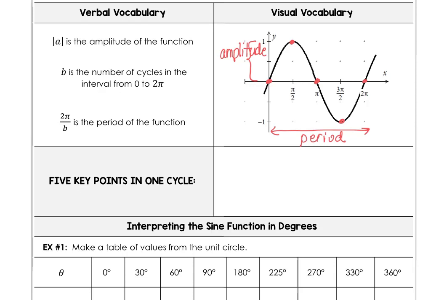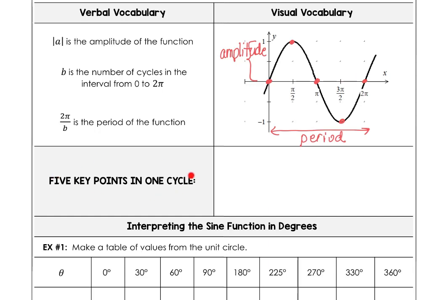So if you think about the sine curve, if you know the starting spot and the ending spot, halfway in the middle is another intercept. And then in the first half, there's a maximum. In the second half, there's a minimum.